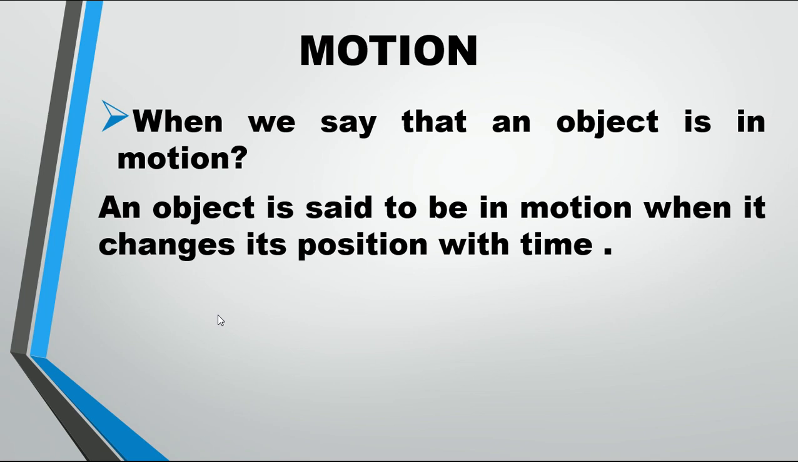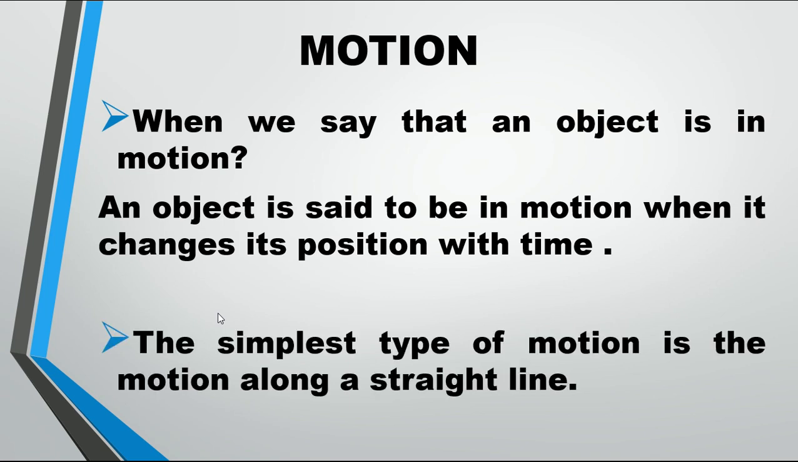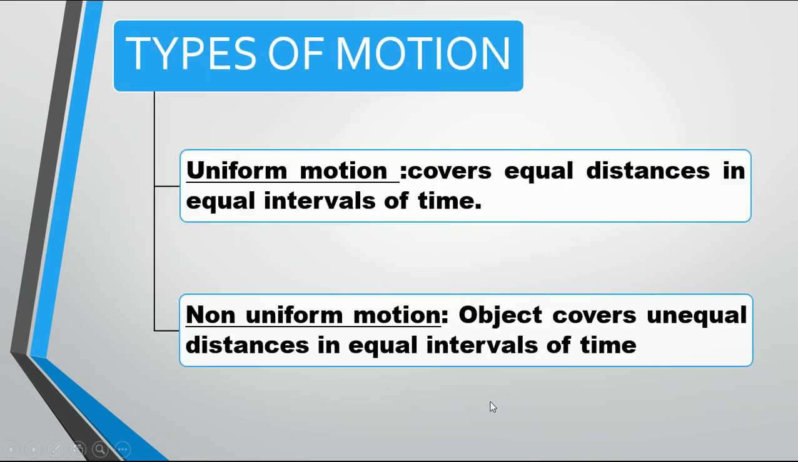Okay, so the simplest type of motion is a motion along a straight line. In class 11th, you will study motion in a straight line and also motion in a plane. But motion in a straight line, you have already studied the basics of that in your lower classes, especially in your class 9th, right? Okay, so which are the types of motion you have studied? Uniform motion and non-uniform motion.